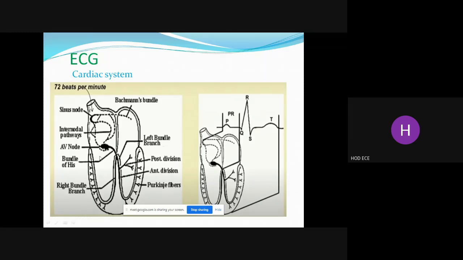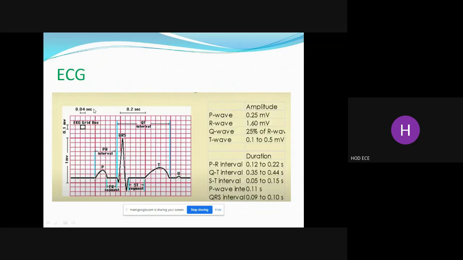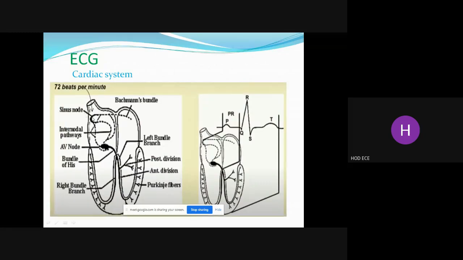So actually, all these operations are to be synchronized in a proper way. Here there are some nodes which are going to produce the potentials. If you observe this sinus node, the nodes in this sinus node are going to produce the potential. That potential will be spread to the walls of the atrium. Because of that potential only, the compression of the atrium takes place.